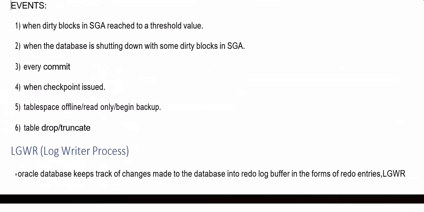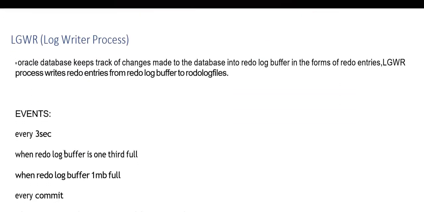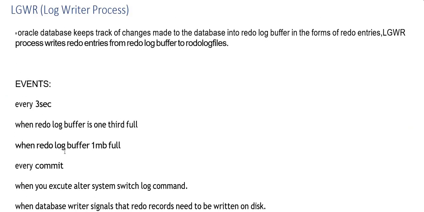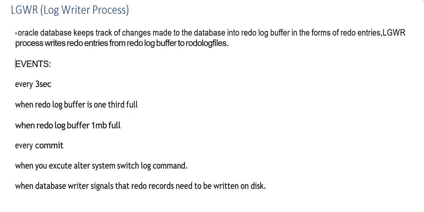This video is about LGWR. What is LGWR? It's the log writer process. The Oracle database keeps track of changes and transaction information in the redo buffer cache in the form of redo entries. The LGWR process writes redo entries from the redo buffer cache to the redo files. Who will write that? That is the log writer process.